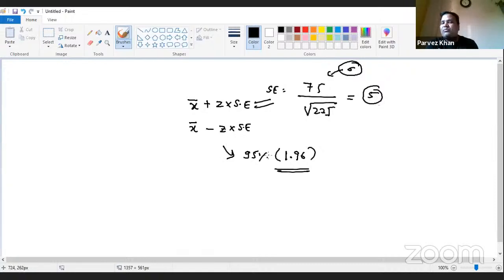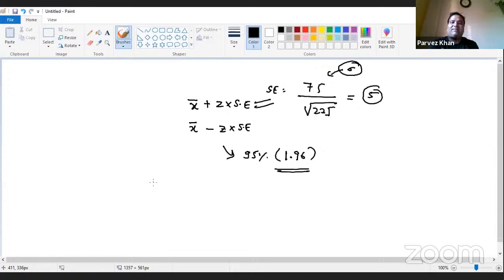Z value: 1.96 for 95% confidence level, 1.64 for 90%, and 2.58 for 99%. These three values you remember. If they have given them in the question, good. If they have not given them in the question, you should remember these three values.